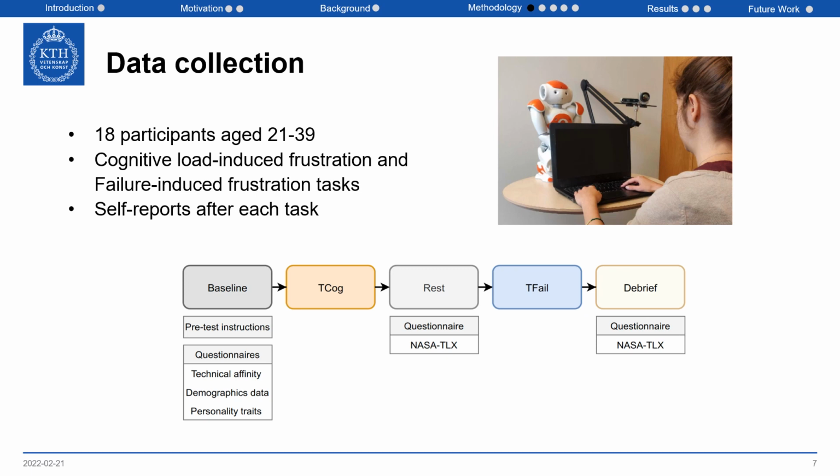The participants went through two tasks, one cognitive load induced frustration task and the other failure induced frustration task. Between each task, the person was given a NASA TLX questionnaire to know how frustrated the person was.